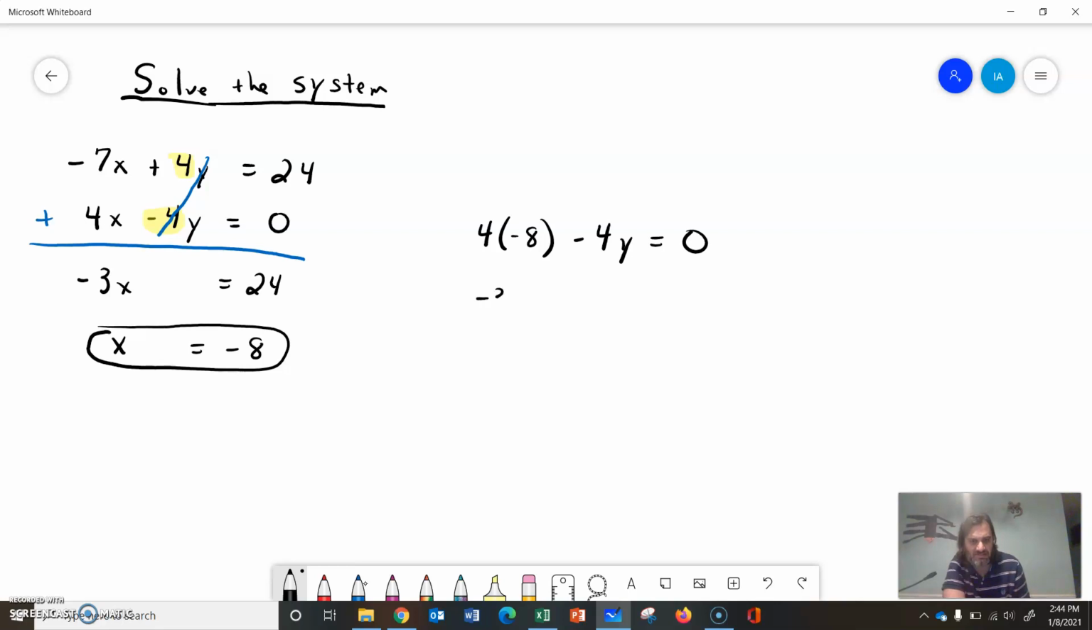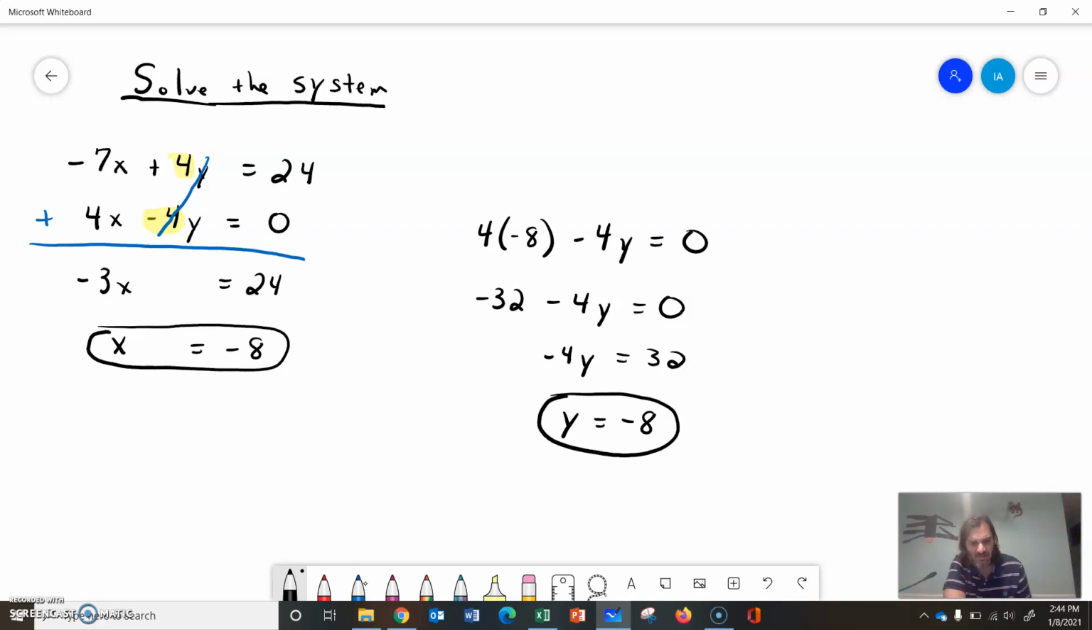So clean this up. Negative 32 minus 4y equals 0. I'll bring the 32 to the other side. So negative 4y equals 32. Divide by the negative 4, we'll have y equals negative 8. So x is negative 8, y is negative 8.